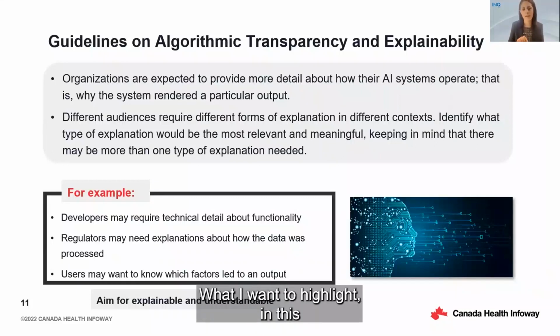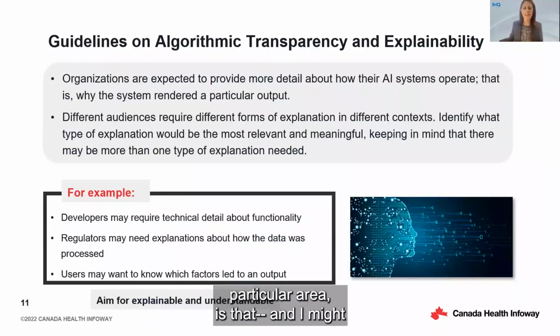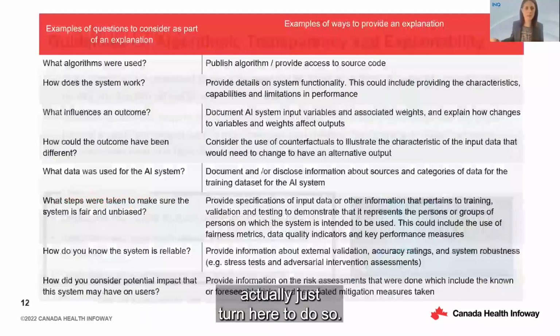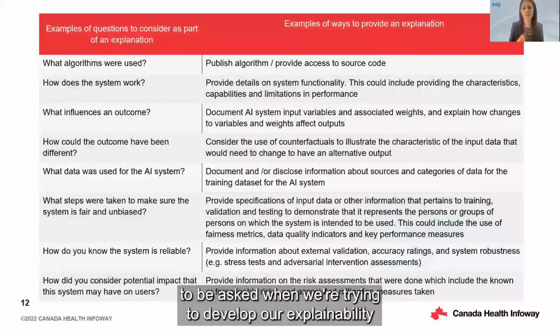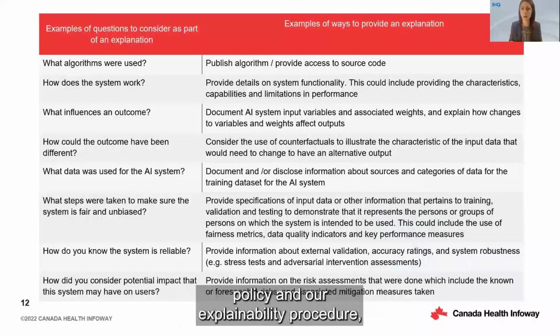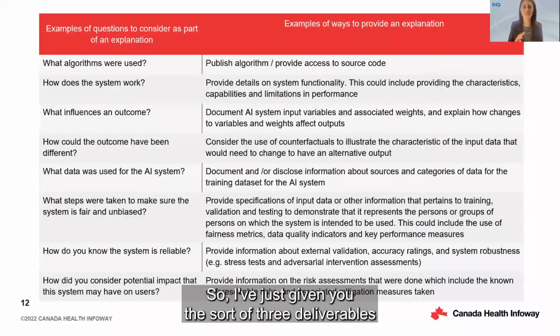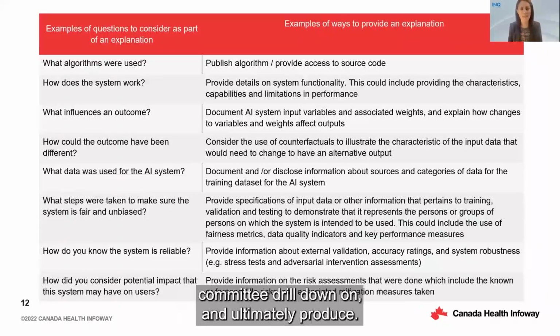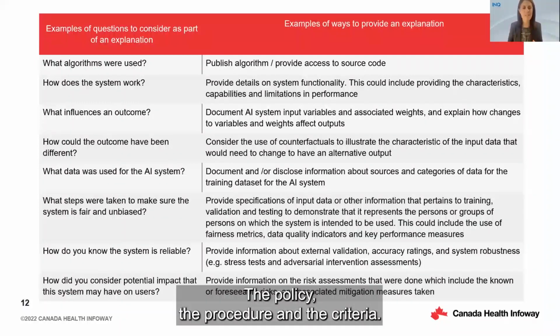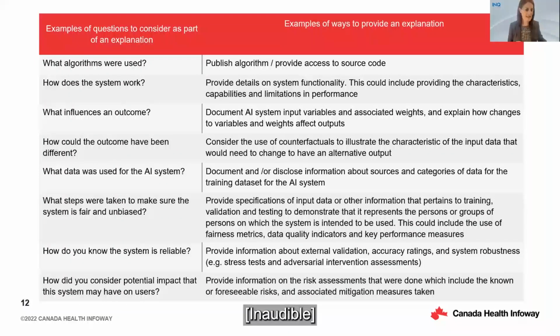What I want to highlight in this particular area is, when you're unpacking some of the questions that need to be asked when we're trying to develop our explainability policy and our explainability procedure, in addition to our explainability criteria. So I've just given you three deliverables within your organization that I would love to see the AI committee drill down on and ultimately produce: the policy, the procedure, and the criteria.